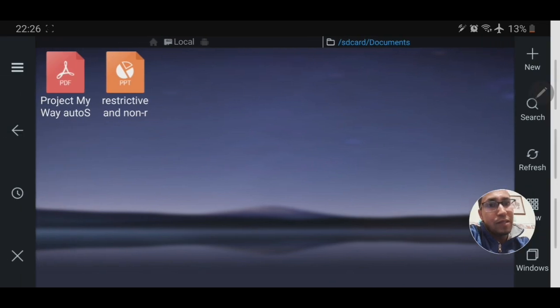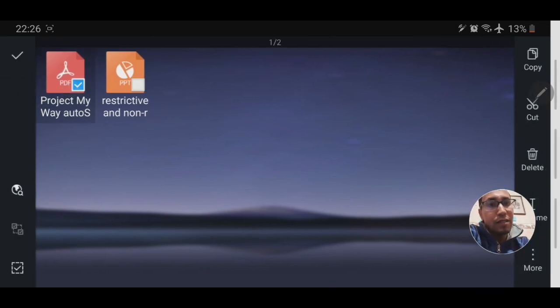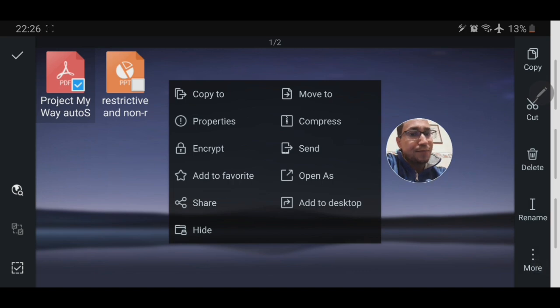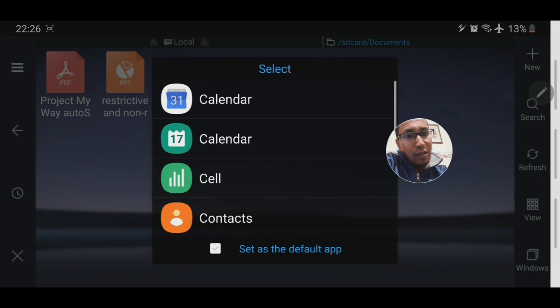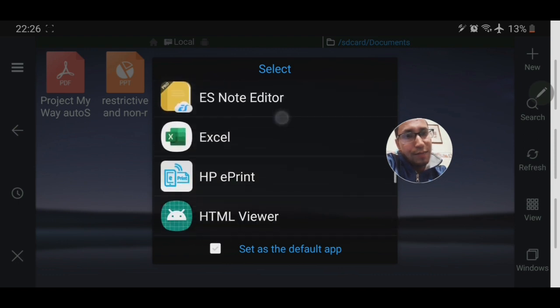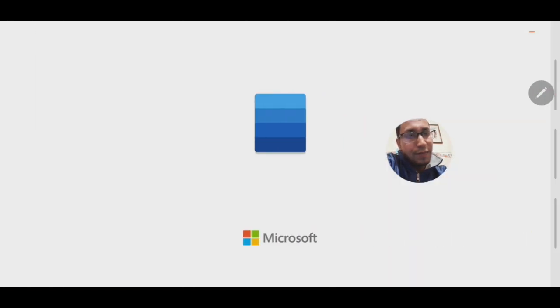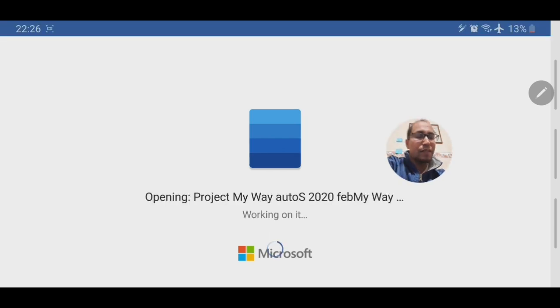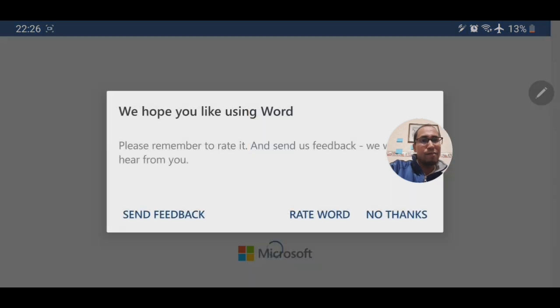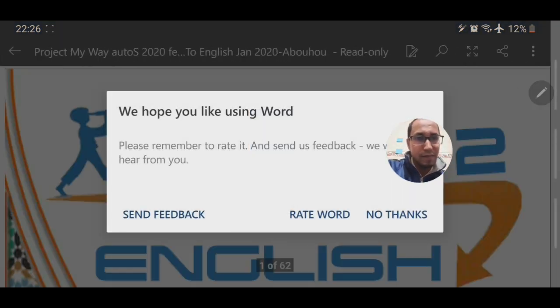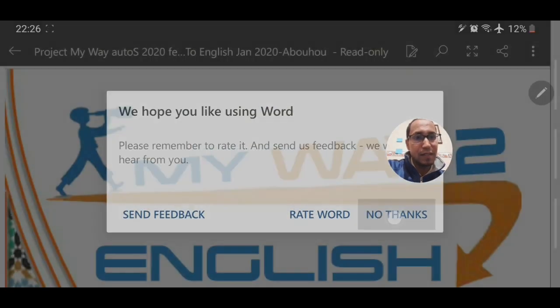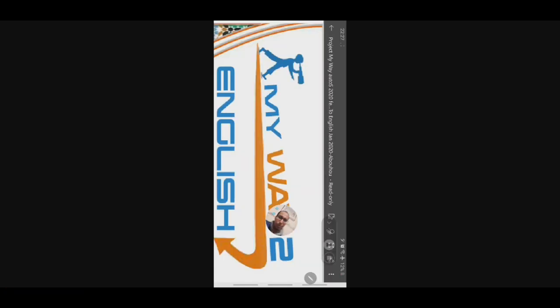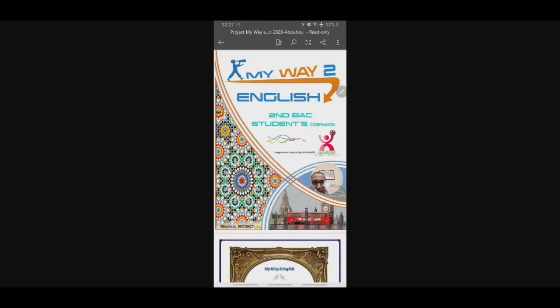Now I'm not going to open it using this. I'm going to try to open it using the camera. Open as text. I'll open it as Word. So I'll turn this around. Next, accept, close. No thanks. I'll turn this around and this is it.